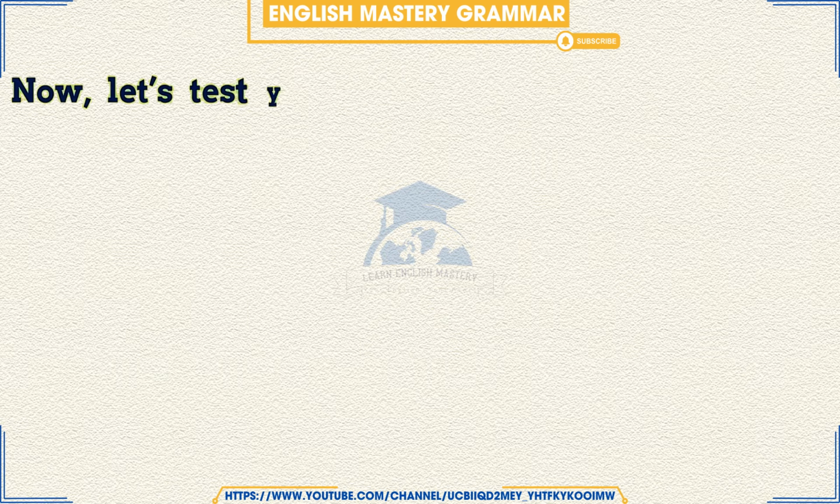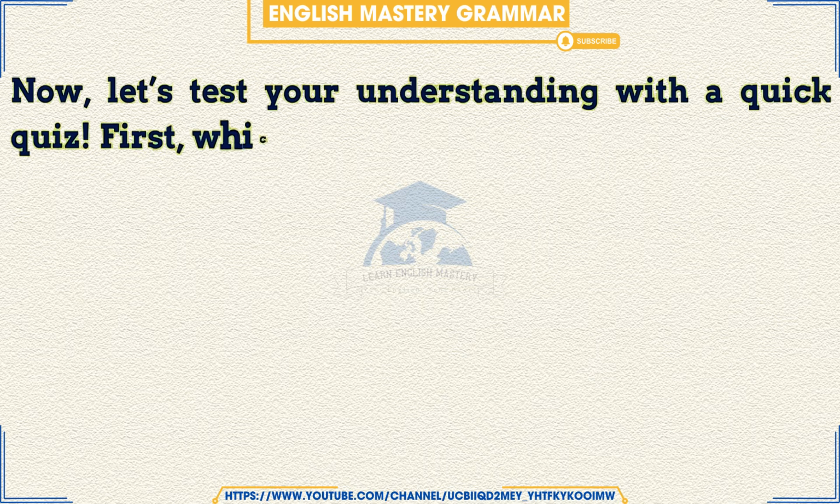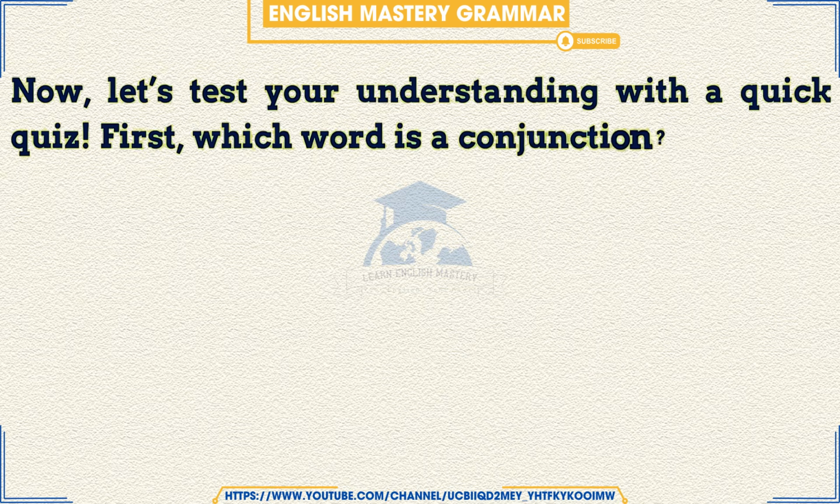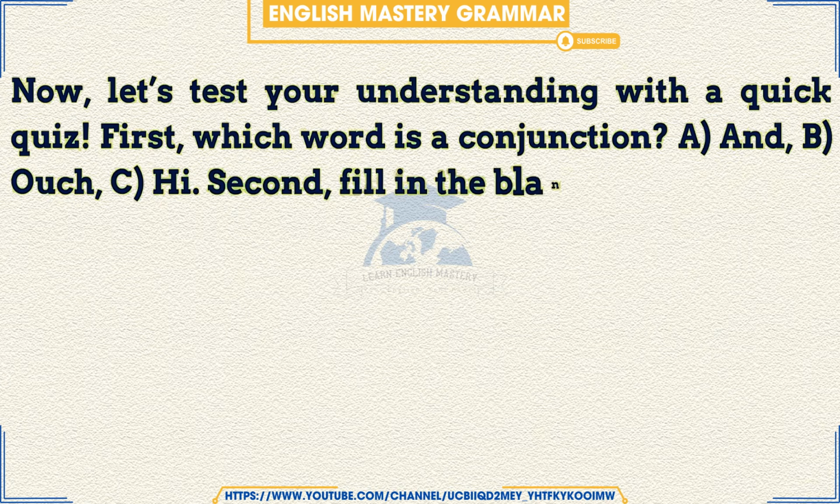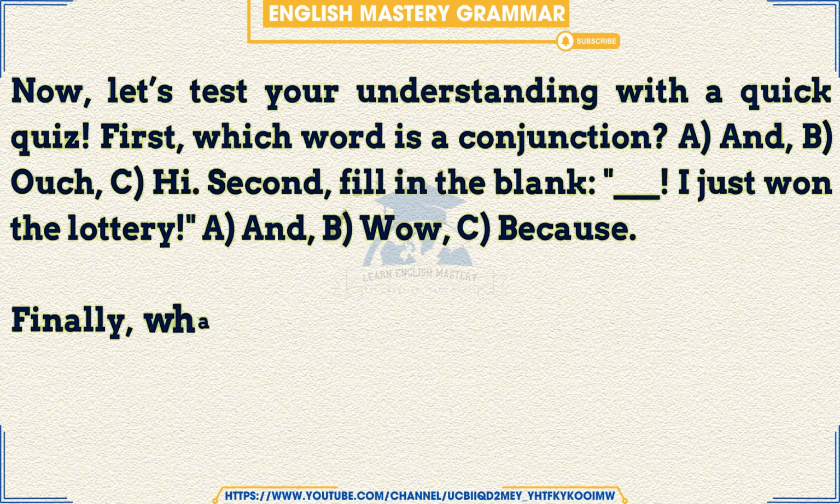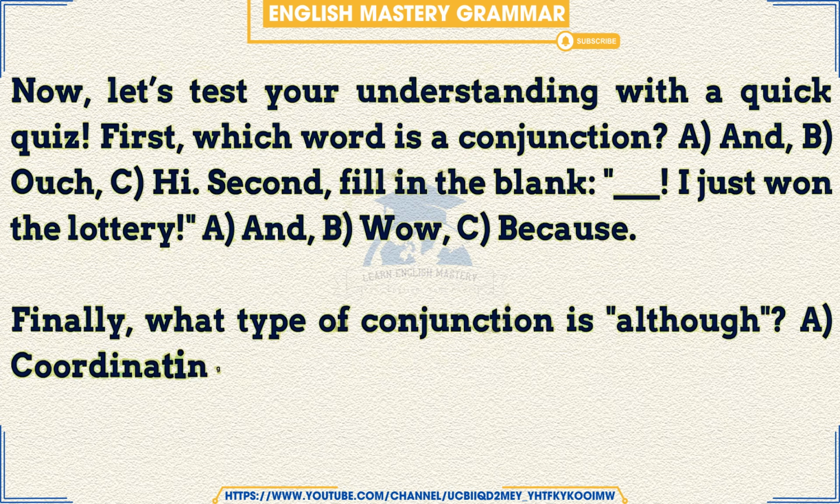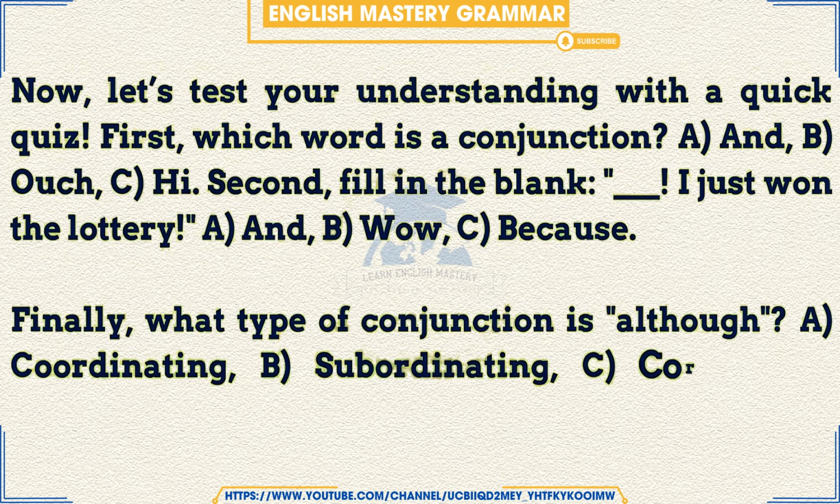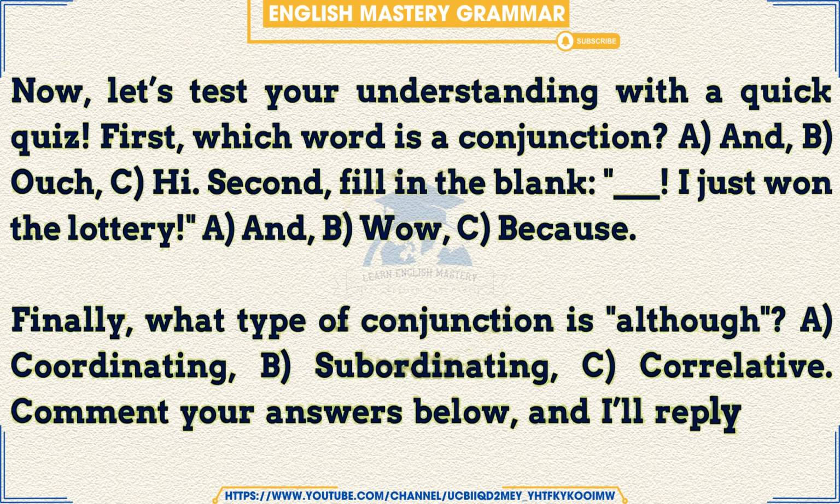Now, let's test your understanding with a quick quiz. First, which word is a conjunction? A, and. B, ouch. C, hi. Second, fill in the blank: blank, I just won the lottery. A, and. B, wow. C, because. Finally, what type of conjunction is although? A, coordinating. B, subordinating. C, correlative.